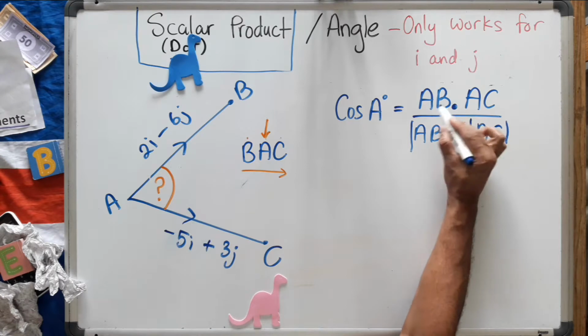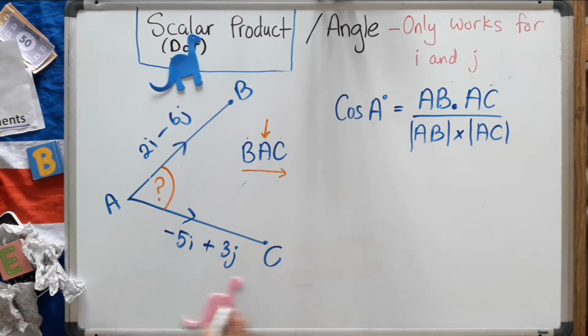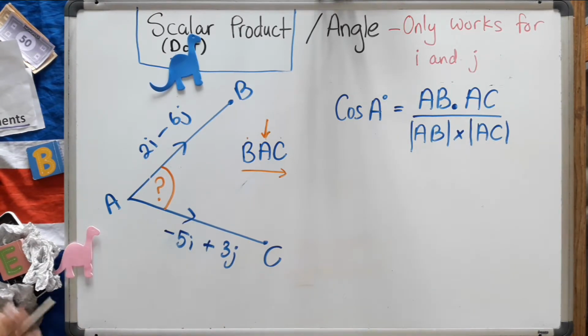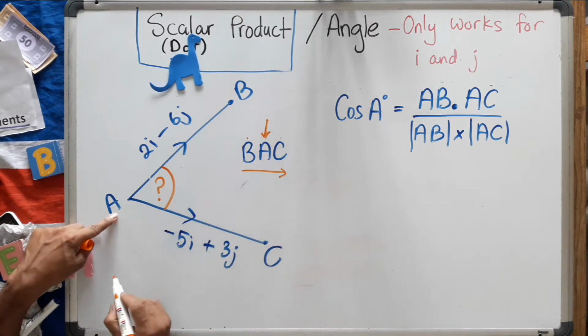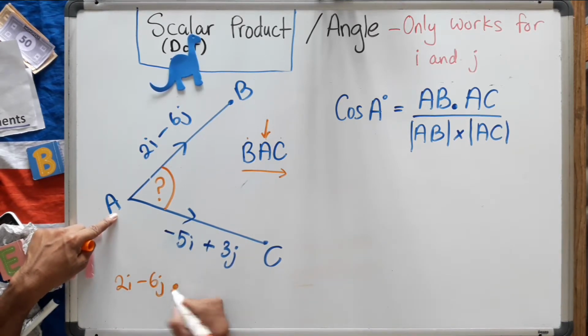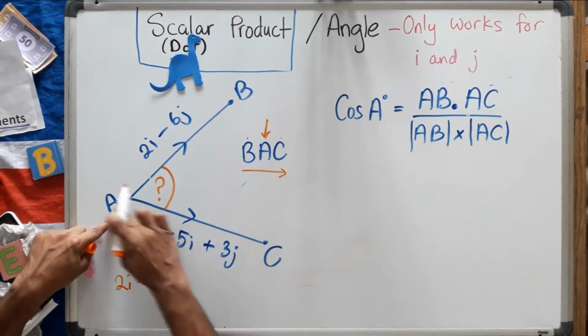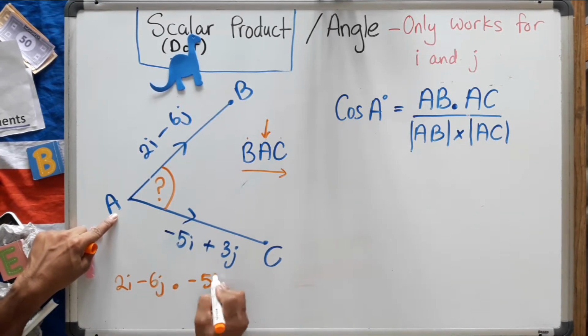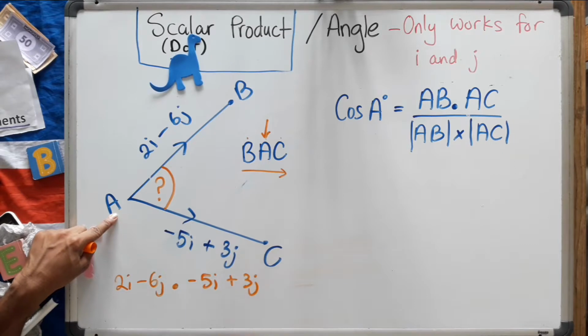Let's find the dot product of AB and AC. So where can I do that? I'll do the working over here. AB is 2i minus 6j. Dot product, it's AC. AC is minus 5i plus 3j. So, well, I should put this in brackets again.